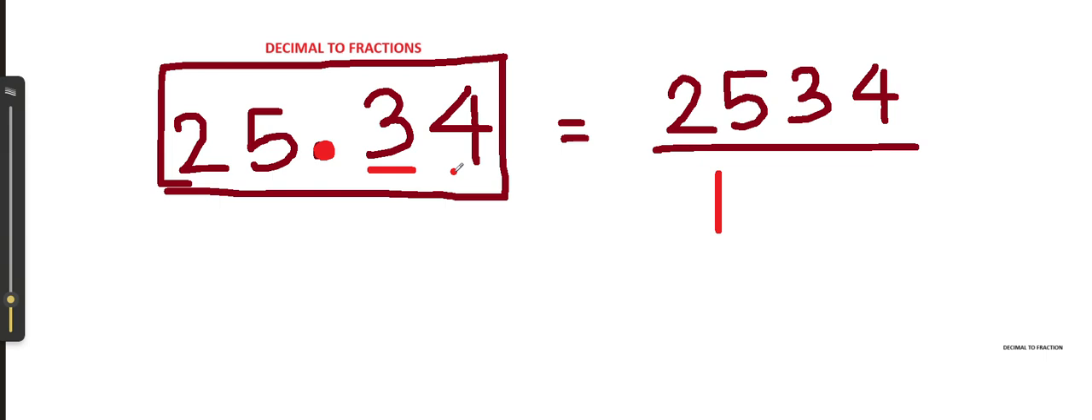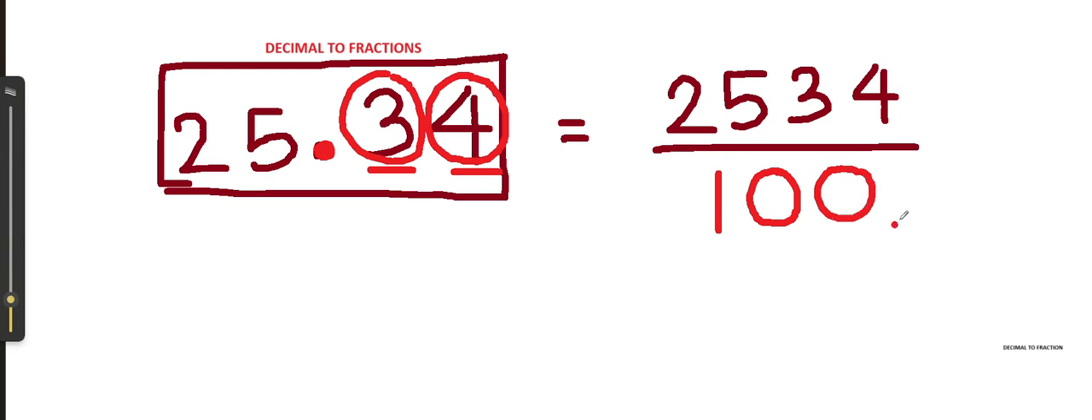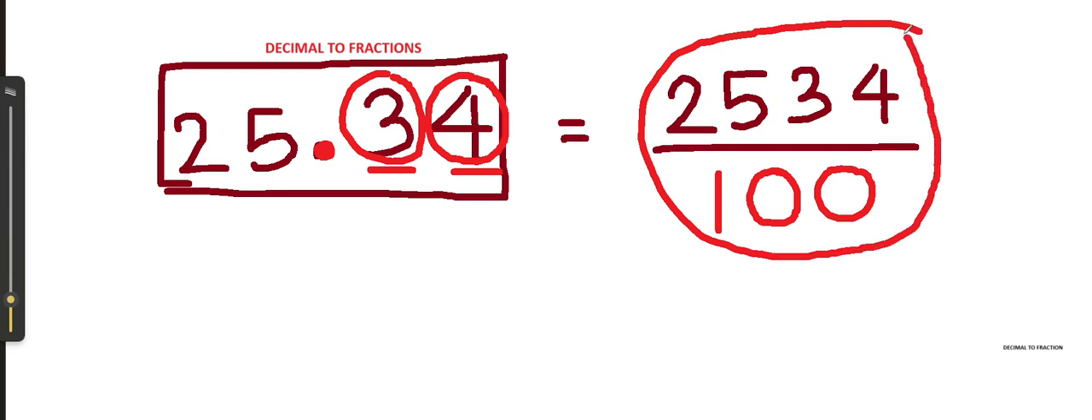The number of digits which are after the decimal point on the right side, I repeat myself, we are supposed to write down that many zeros. So I write 2 zeros over here. So my final answer in fraction would be 2534 over 100. So that is the answer in fraction, right?